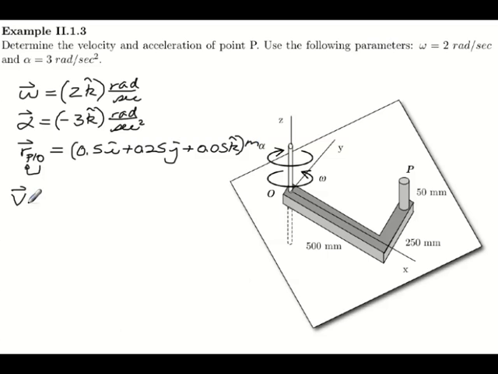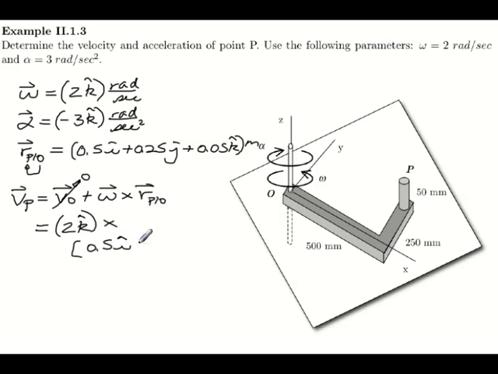Velocity of P, using the rigid body equation referenced back to point O, is equal to VO plus the omega vector crossed with the vector which goes from O to P. O is the axis of rotation, so VO is a 0. Above we see omega is 2k, and this is crossed with the vector which goes from O to P. Write that down again. That's just 0.5i plus 0.25j plus 0.05k.